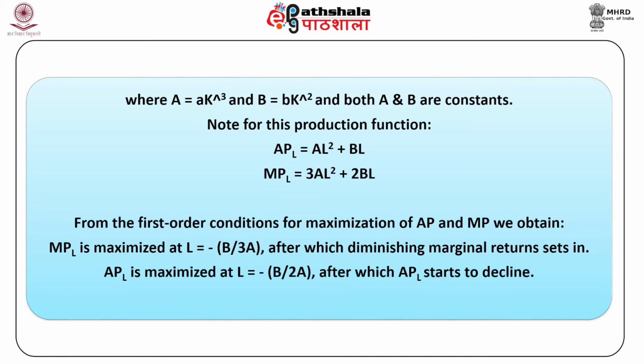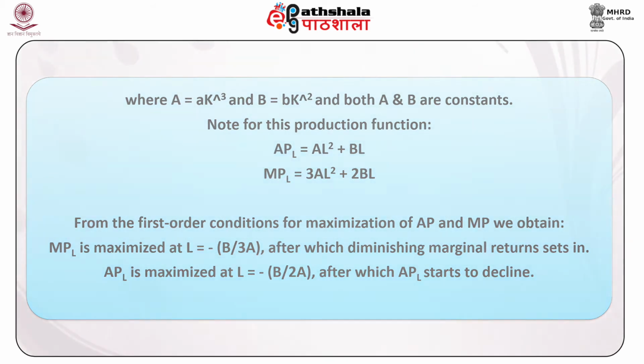Note, for this production function, APL = AL² + BL, and MPL = 3AL² + 2BL. From the first order condition for maximization of AP and MP, we obtain MPL is maximized at L = −B/3A, after which diminishing marginal returns sets in. APL is maximized at L = −B/2A, after which APL starts to decline.